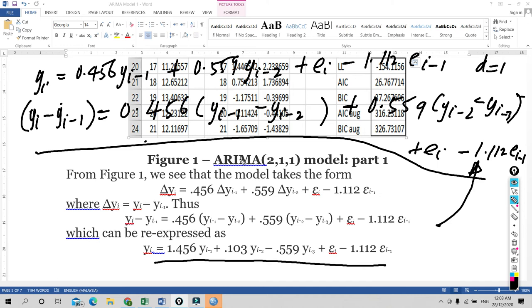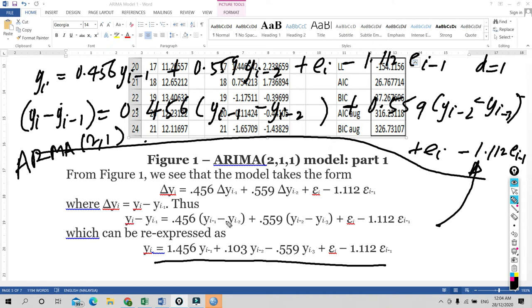Because we start with ARIMA we get 2-1, and because we have one differencing, we have to rewrite the formula in terms of differencing. Every y here you minus the previous y. In other words, y i you minus y i minus 1, y i minus 1 you deduct y i minus 2, and y i minus 2 you deduct y i minus 3. That's how we construct the ARIMA 2-1 model.